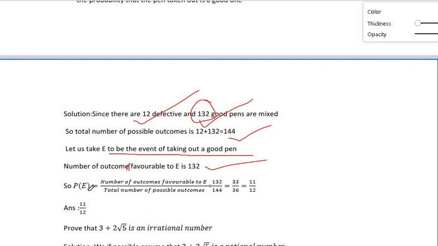P(E) means the probability of getting E, that is, the probability of taking out a good pen. Number of outcomes favorable to E over the total number of possible outcomes: 132 by 144. Cancel by 4. 4 into 132 is 33, 4 into 144 is 36. Cancel by 3: 3 into 33 is 11 and 3 into 36 is 12.